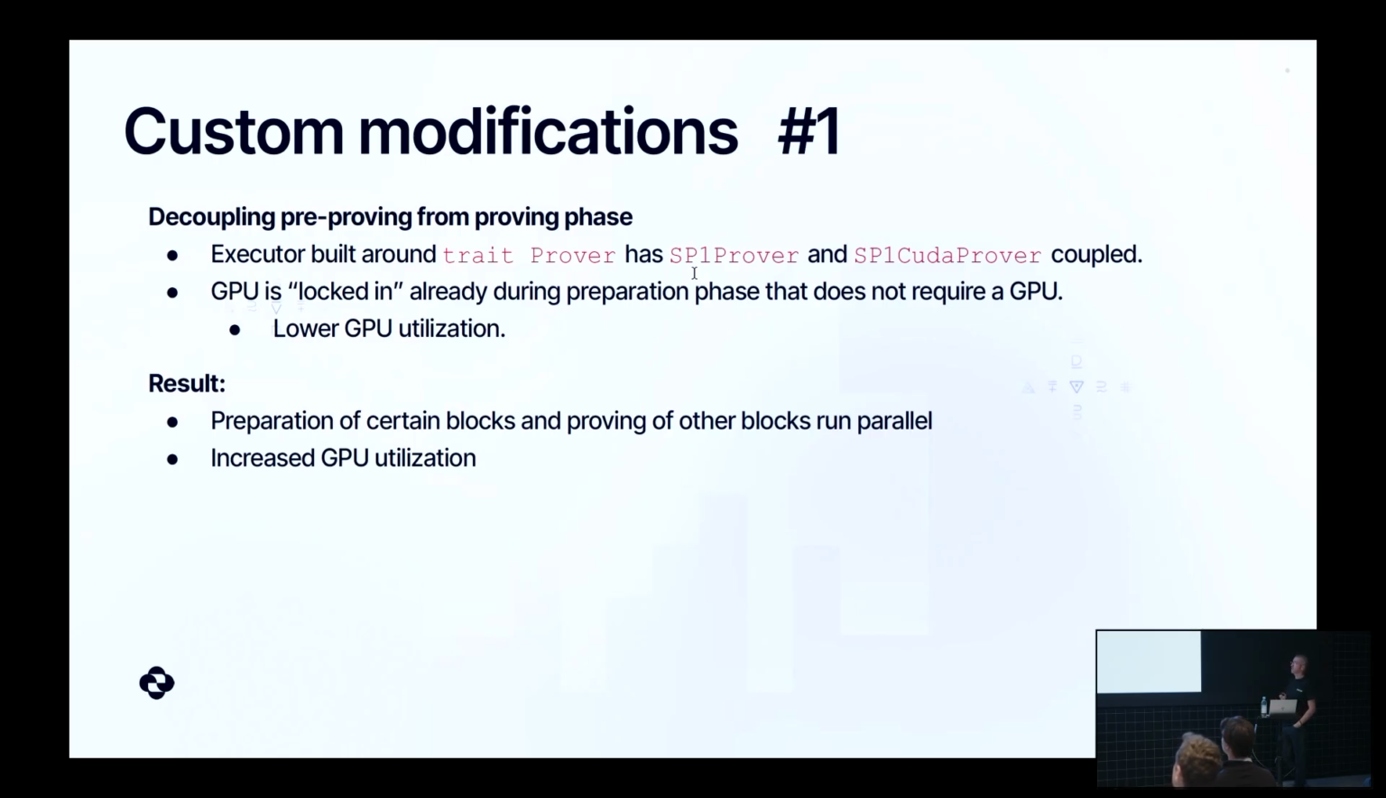Some of the modifications that we have done, the first one was to decouple the pre-proving phase from the proving phase, because the prover trait in SP1 has been built in a way that the SP1 prover, which does not use GPUs yet, and the SP1 CUDA prover were coupled. So whenever you initiate the process, the GPU is already locked in, even though it's not being used at first. This resulted in lower GPU utilization. By decoupling these two phases, we were able to do preparation for certain blocks parallel to the proving of other blocks and increase GPU utilization.